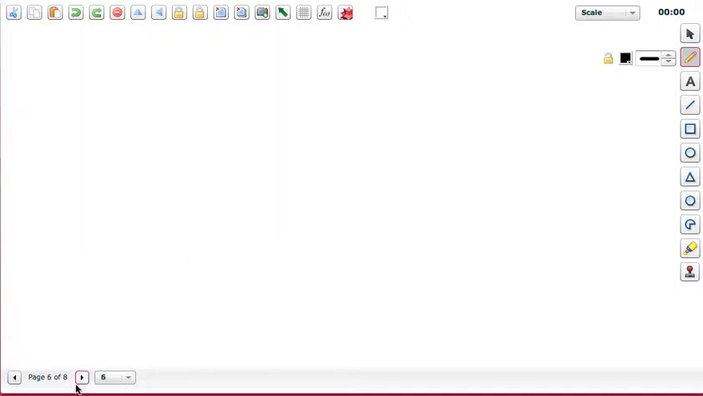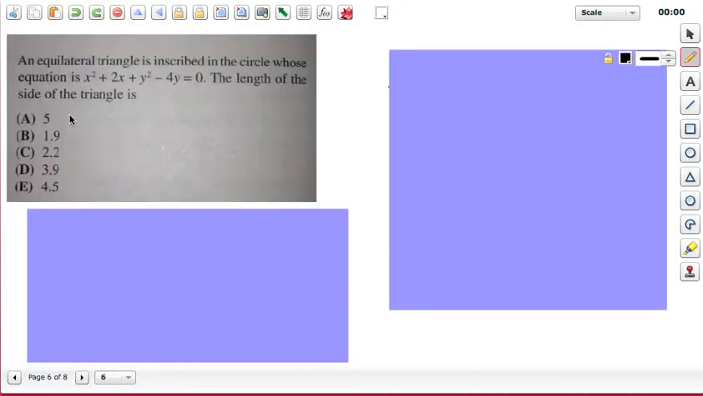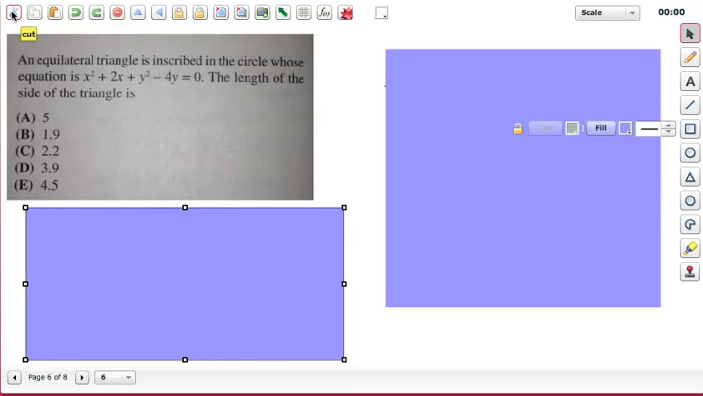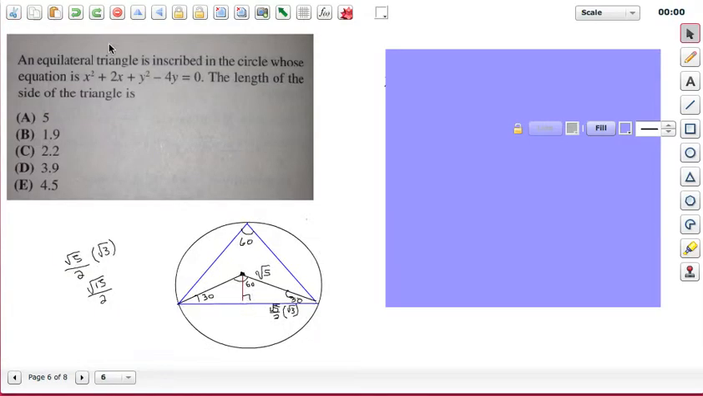Moving on to another question. This is also a very interesting question and a very useful one to study. An equilateral triangle is inscribed in a circle whose equation is x squared plus 2x plus y squared minus 4y is equal to 0. So I can tell already, given looking at the general form of the equation, it will be very useful if I can complete the square. Let's go ahead and look at this one. You can pause the video now and try it on your own if you want to.